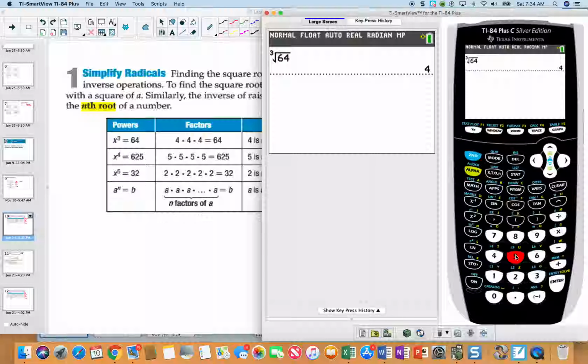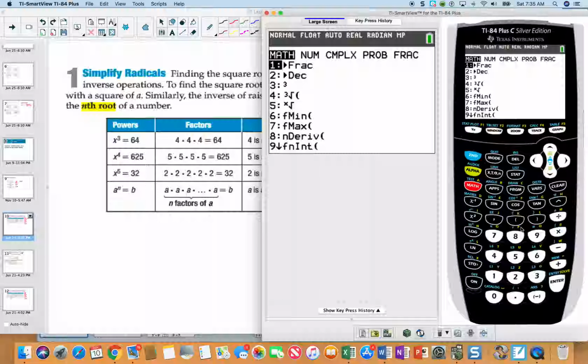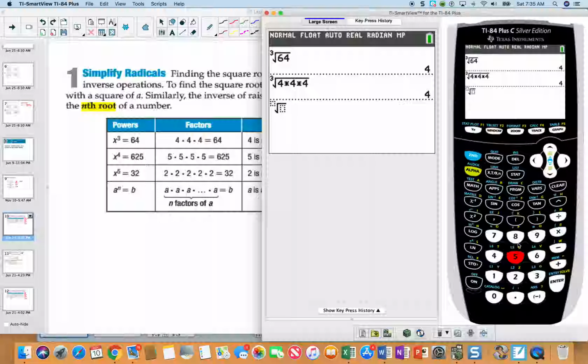Again, 5, third root, but this time I'm going to put 4 times 4 times 4, and I get the answer 4 again. I'm going to do it one more time with taking the third root, but this time I'm going to write, instead of 64 and instead of 4 times 4 times 4, 4 to the third power. This is what I wanted to introduce.